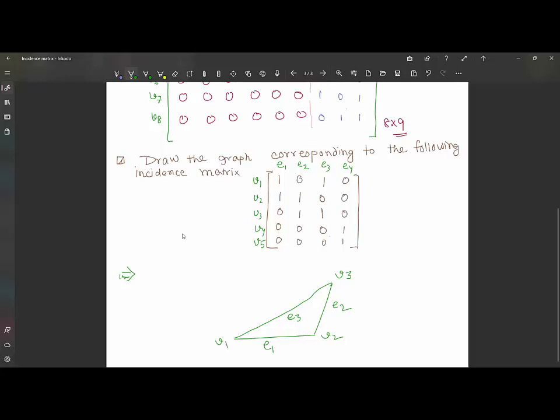After that, E4 connects V4 and V5. We don't have V4 or V5 here, so that means it is a disconnected graph. So we draw V4 and V5 separately here. This V4, V5 has no connection to the previous graph, and that's why this is also a disconnected graph.